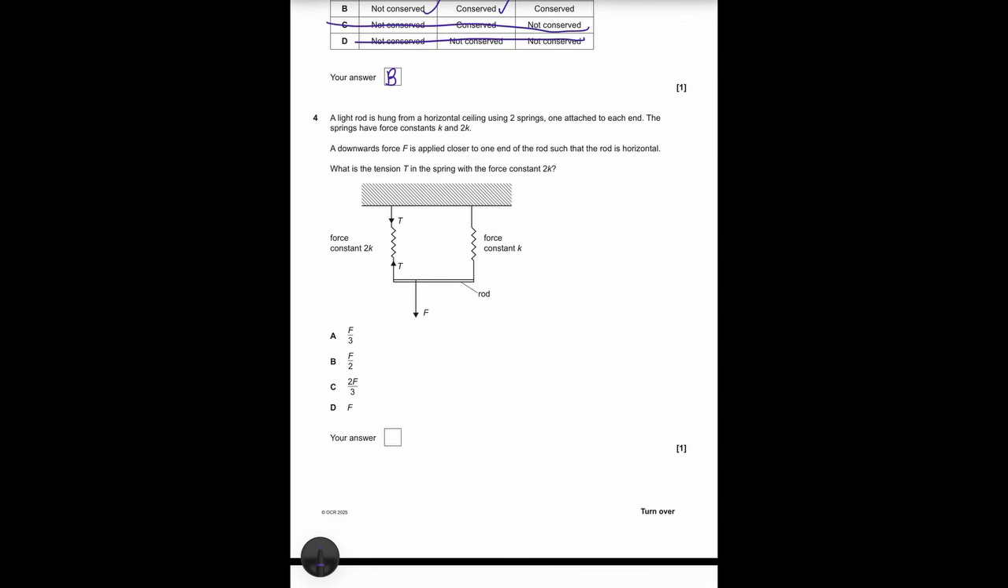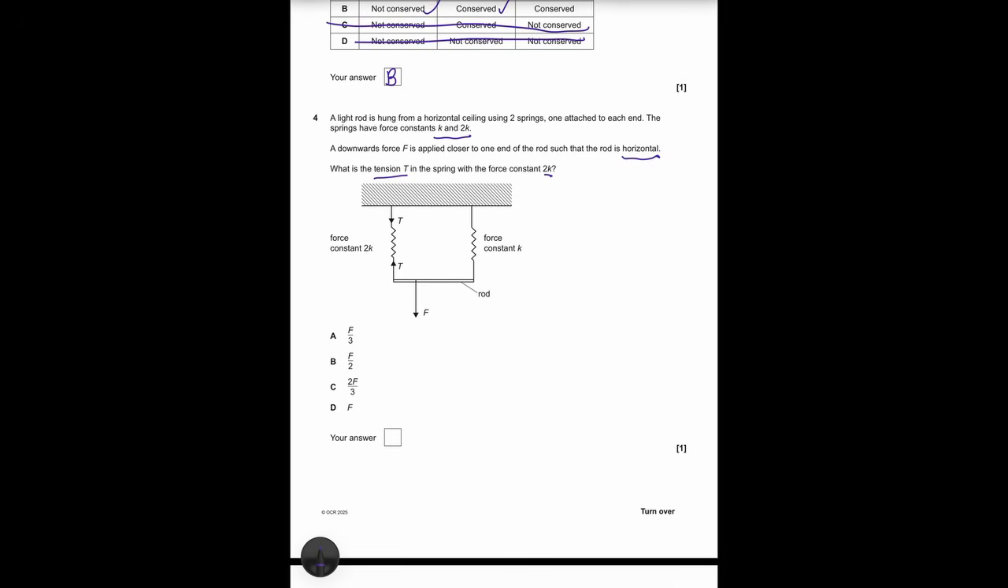Okay, so question number 4. This seems a little bit more tricky because there's a little bit of application rather than just recall. So let's have a look at the information that I've got. I've got 2 springs, with the force constant K and 2K. So straight away I can see that one of them has a force constant that's twice as much as the other. So in my head I'm already thinking something about ratios, and it's saying that the rod is horizontal because F is close to one of them, and I want to know the tension in the spring that's 2K.